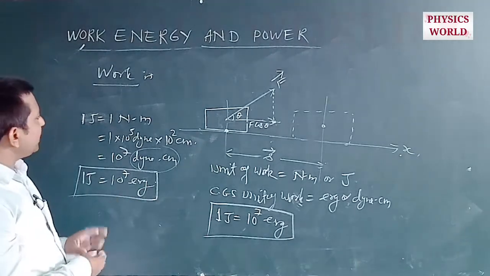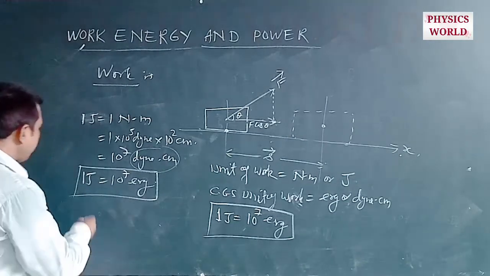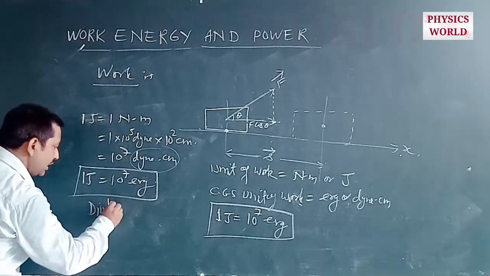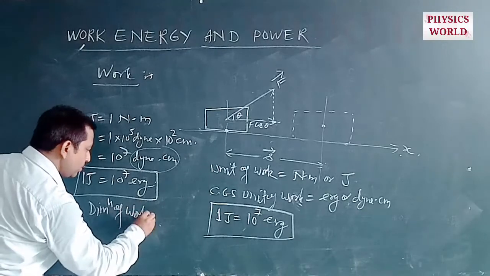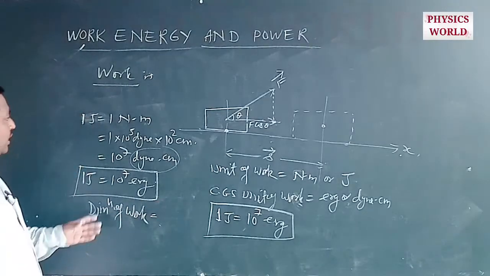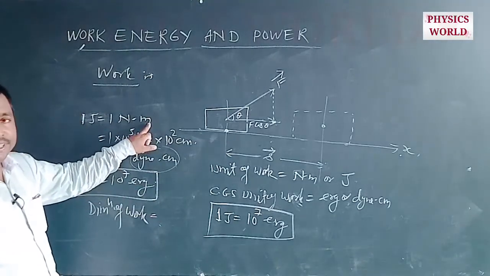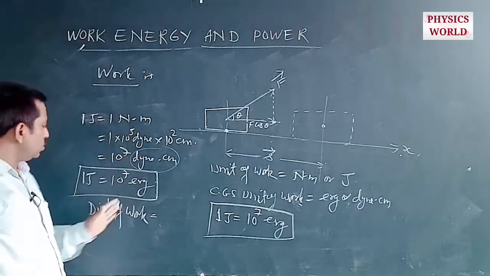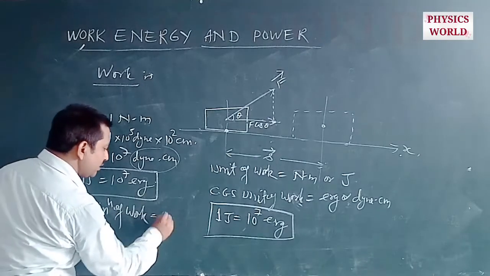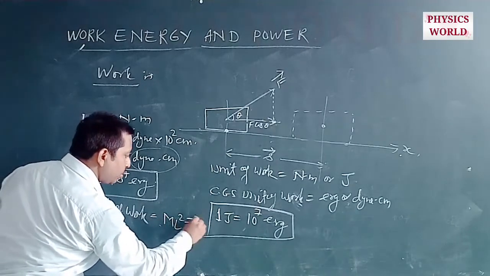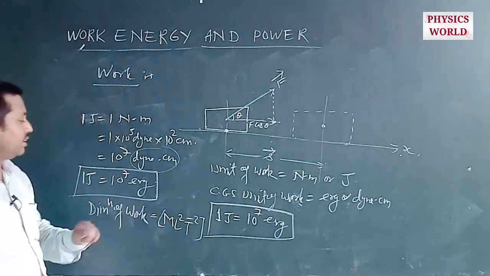Now what will be the dimension of the work done? Dimension of work. As we know that the dimension of force is M L T to the power minus 2 and the dimension of displacement is L. So if we write the dimension of work, then we get M L squared T to the power minus 2. This is the dimension of work.